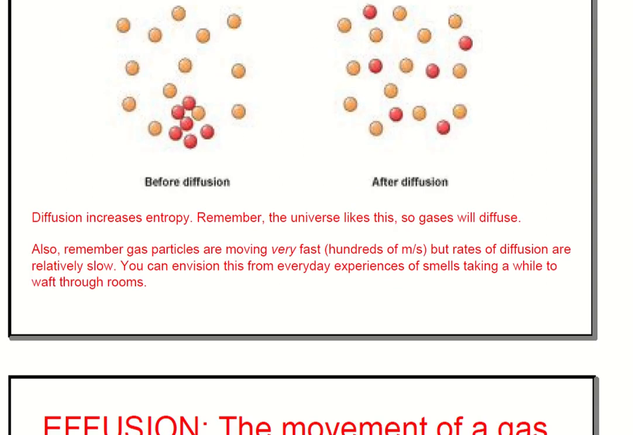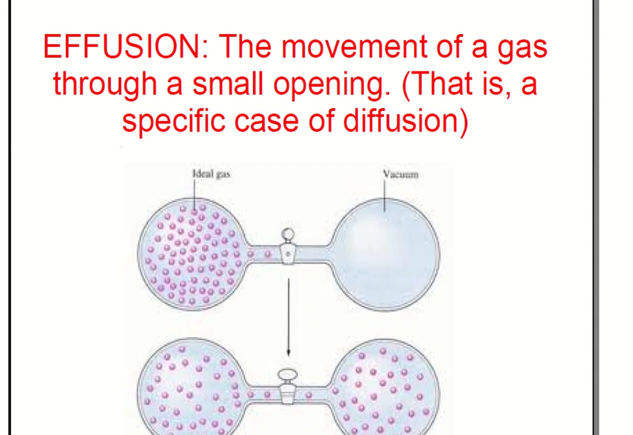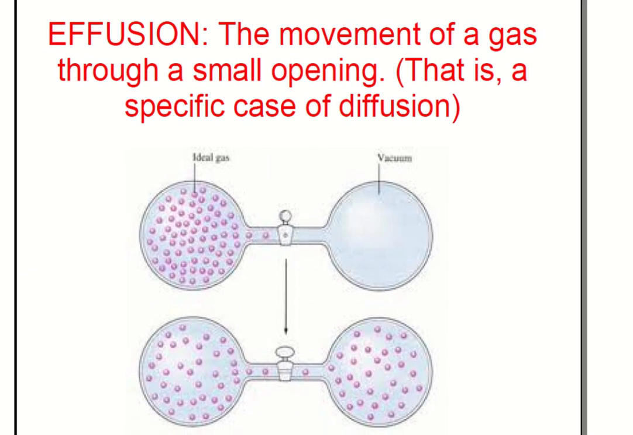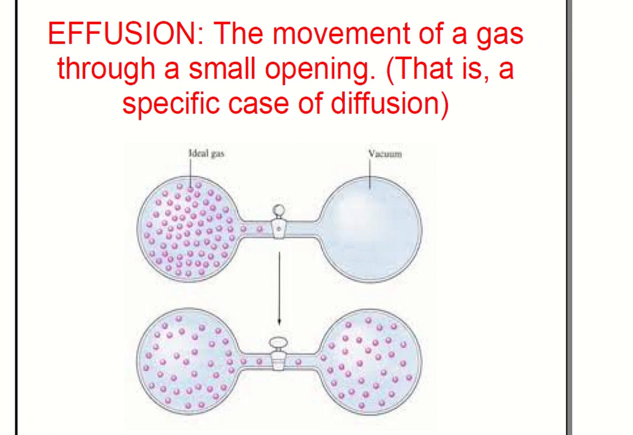We can contrast diffusion with effusion, which is the movement of a gas through a small opening. That is a very specific case of diffusion. You see a good example of that there, where you have the gas effusing through this small valve. Another really good example might be a puncture in a bike tire or a car tire that produces a slow leak where air is going to leak out of that tire. This is what I want to focus on an equation for. To do that, we're going to look at Graham's Law of Effusion.